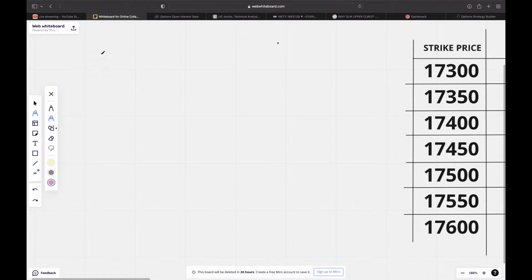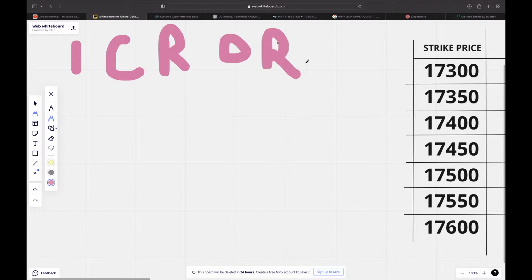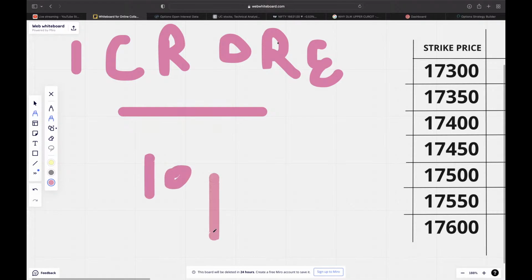So now, what if I say you have 1 crore of rupees? Can you make 10,000 out of it every month consistently? You have 1 crore in your hand, and can you make 10,000 every month? Tell me.